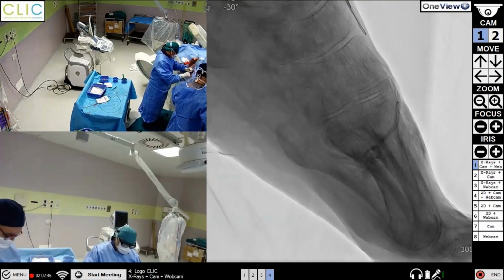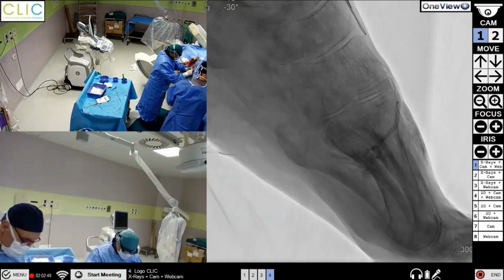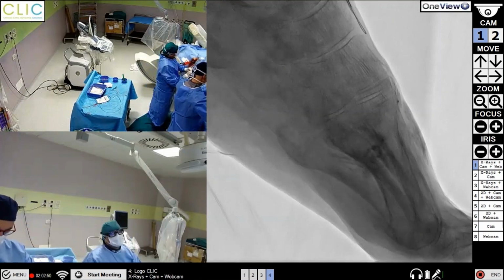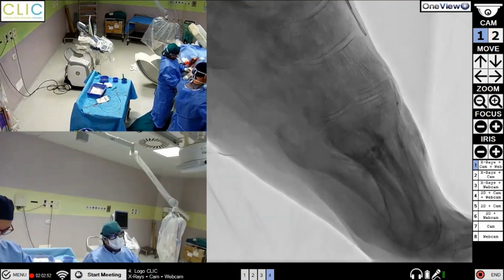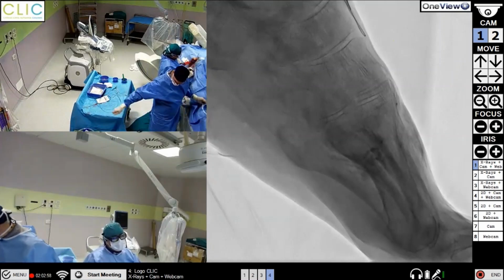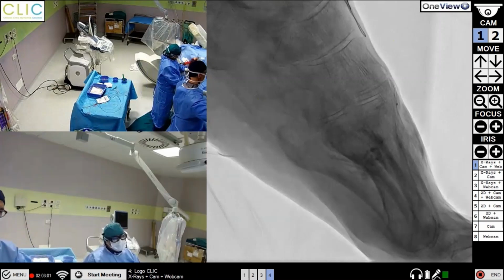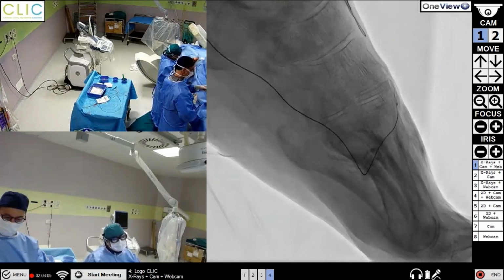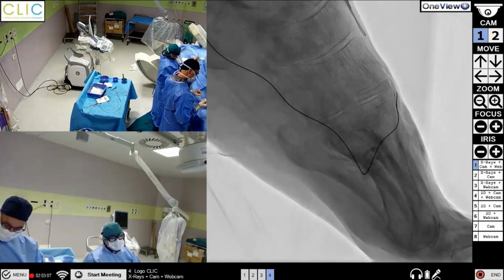So the weapons finished, and I tried to cross the last 2 centimeters. Yeah, it seems you are so close to the antegrade guide wire. Okay, torque device, please.